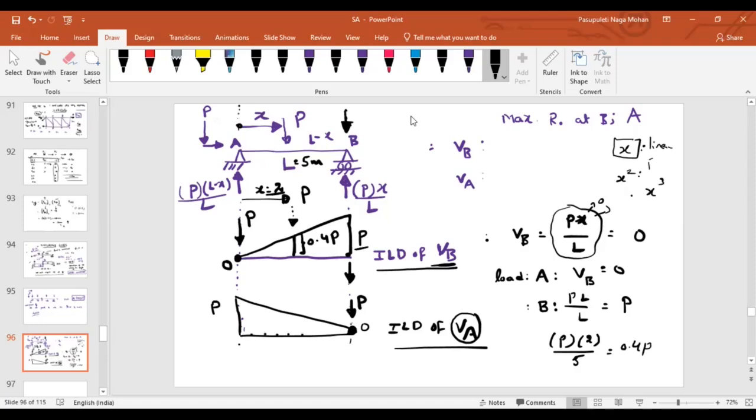Whatever the point that you are considering here, everything is nothing but a reaction of VA. Wherever you are taking the point, that is the representation of the point load. So if I'm talking about this point, that means the load is acting at that point. Load is acting at point B. Then what is the reaction of VA? What is the ordinate here? 0. Now, if the load is acting at point A, what is the reaction at A?